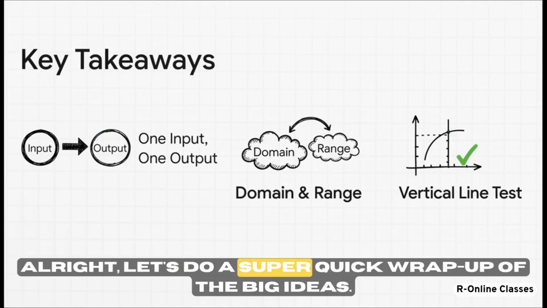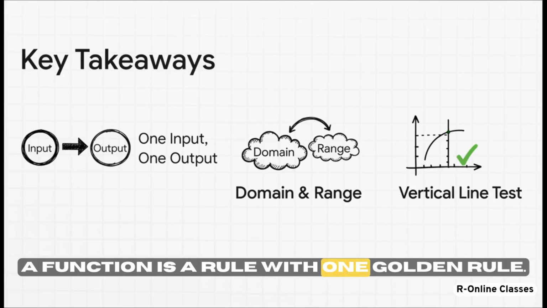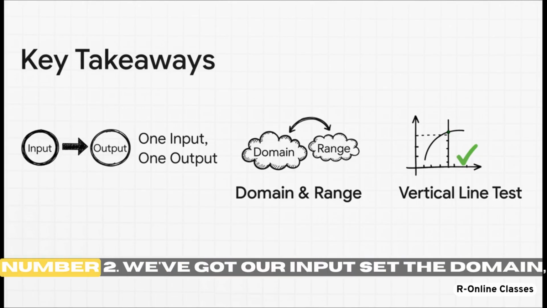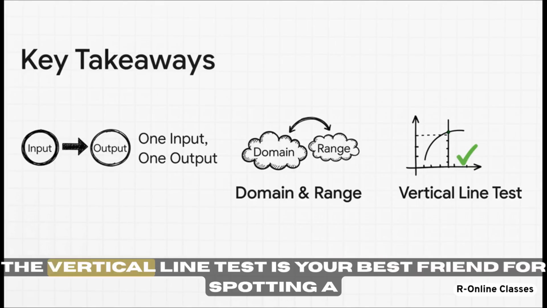All right, let's do a super quick wrap-up of the big ideas. Number 1, a function is a rule with one golden rule: one input, exactly one output. Number 2, we've got our input set, the domain, and our output set, the range. And number 3, if you've got a graph, the vertical line test is your best friend for spotting a function in seconds.